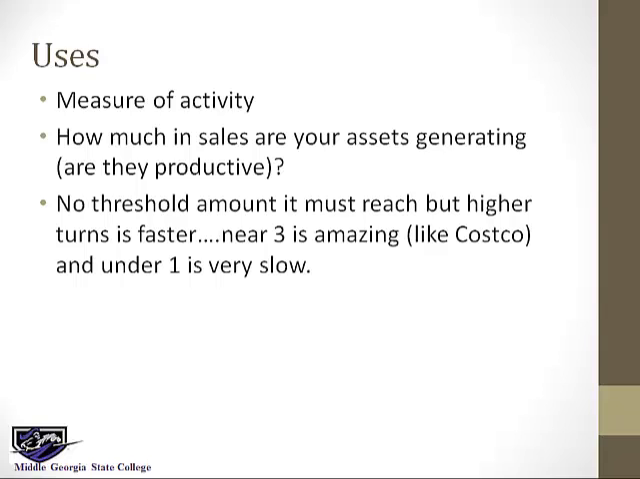So what is that helpful for knowing? Asset turns is a measure of activity. It tells you how many sales you're able to generate with your asset base. Are your assets being productive? There's no threshold amount, but the higher the number, the more turns, the faster you're going. So near 3 is really amazing, like Costco, and under 1 is pretty slow. So General Mills here has a pretty low asset turnover.